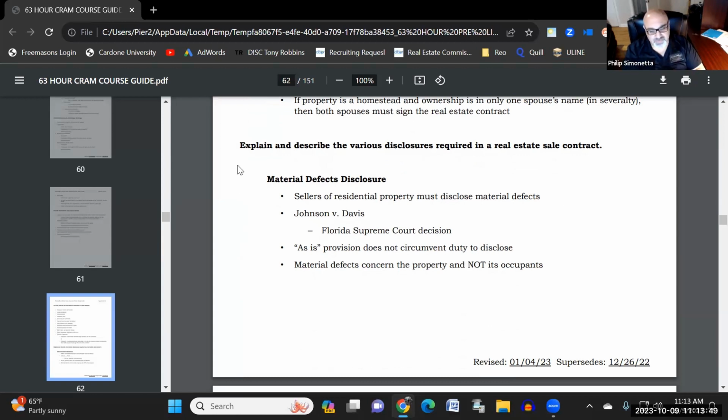Okay, material defects concern the property and not its occupants. So if somebody dies in the place or somebody's sick or something like that, that does not need to be disclosed. However, if there's a leak in the roof and they fixed it and no one says anything, that had to be disclosed if you knew about it. Material defects concern the property, not the tenants, not the owners, right?